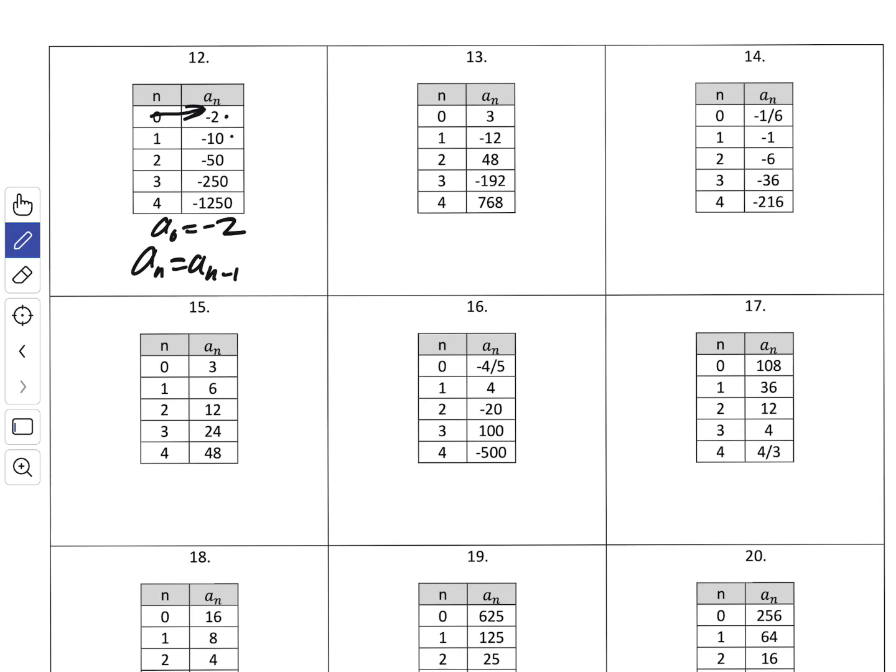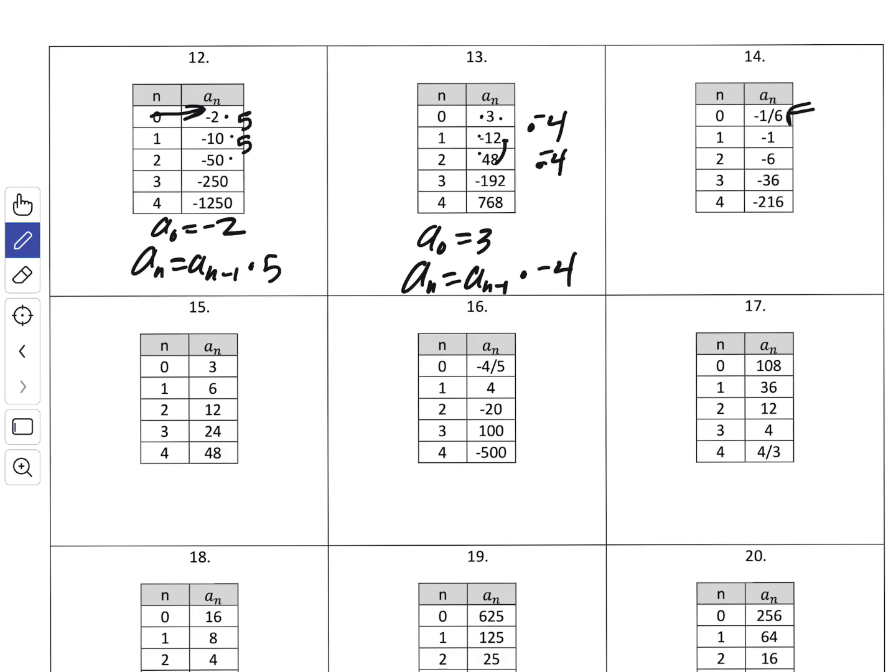A sub n equals a sub n minus 1. 2 to 10 to 50. They're all negative. So I'm multiplying by 5, it looks like. Times 5. A sub 0 equals 3. A sub n equals a sub n minus 1. 3 to 12, we times by 4. 12 to 48, by 4. But positive to positive means we're timesing by a negative 4.